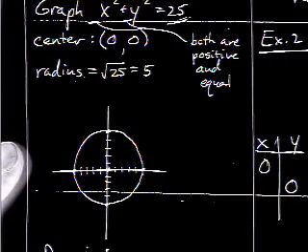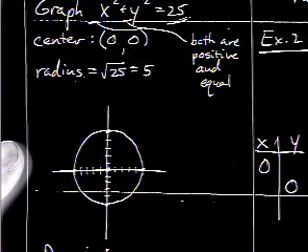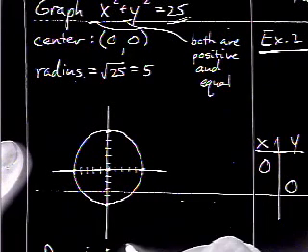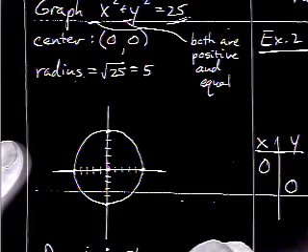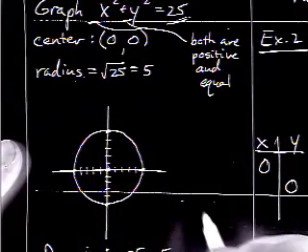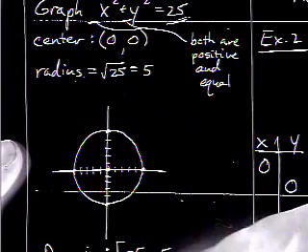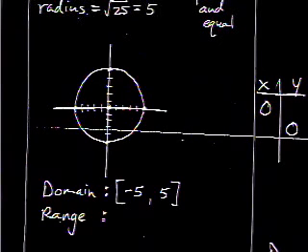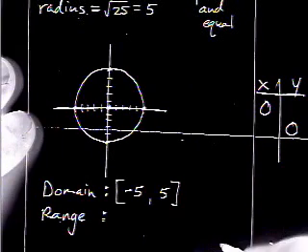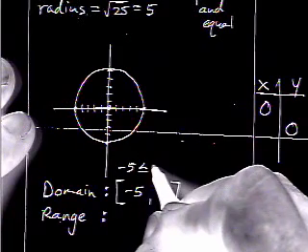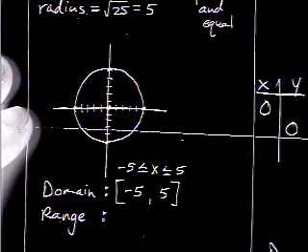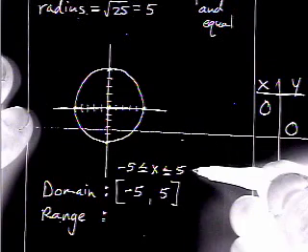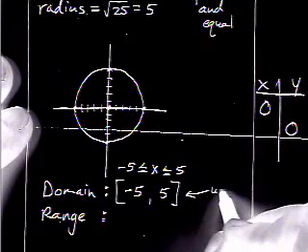Whew. Okay, so what's the domain? In other words, what's the smallest x value? What's the largest x value? I want you to notice something. Negative 5 is here on the left, and positive 5 is on the right. I'm going to draw a notation that looks like this. I used brackets instead of parentheses. Another way to write this would be negative 5 is less than or equal to x, which is less than or equal to 5. But we are not going to use this. We want to use this notation.